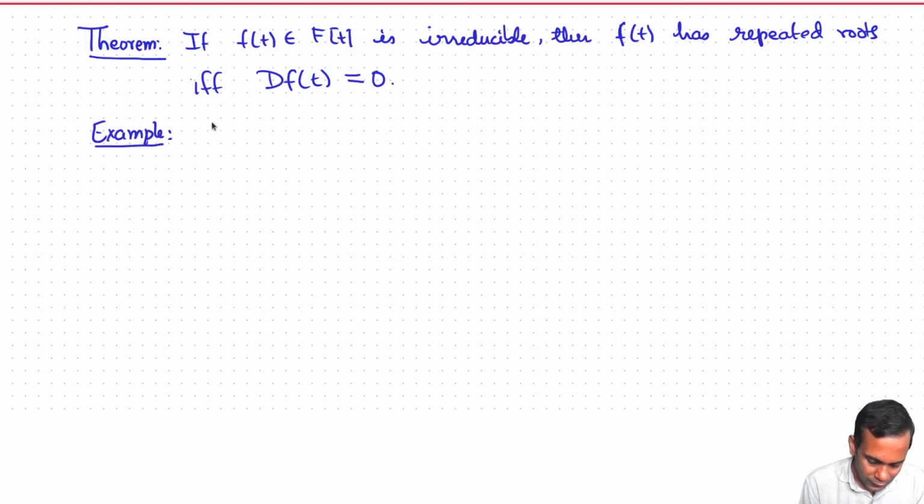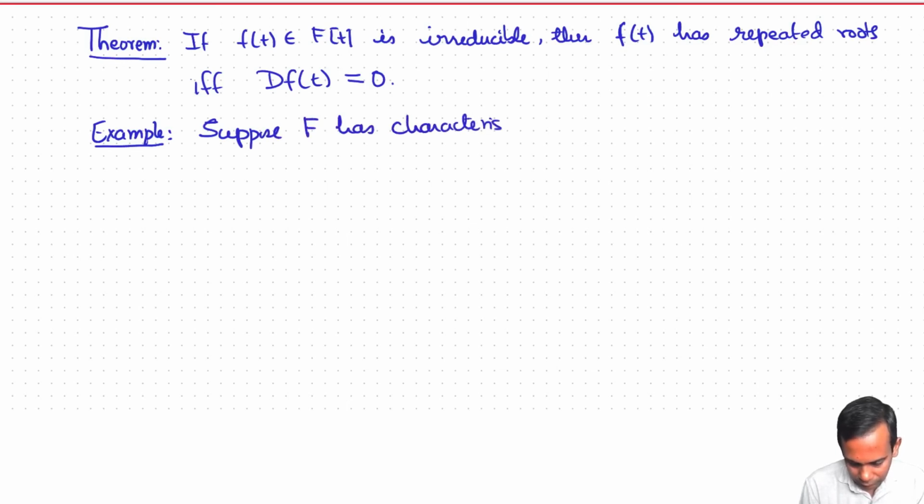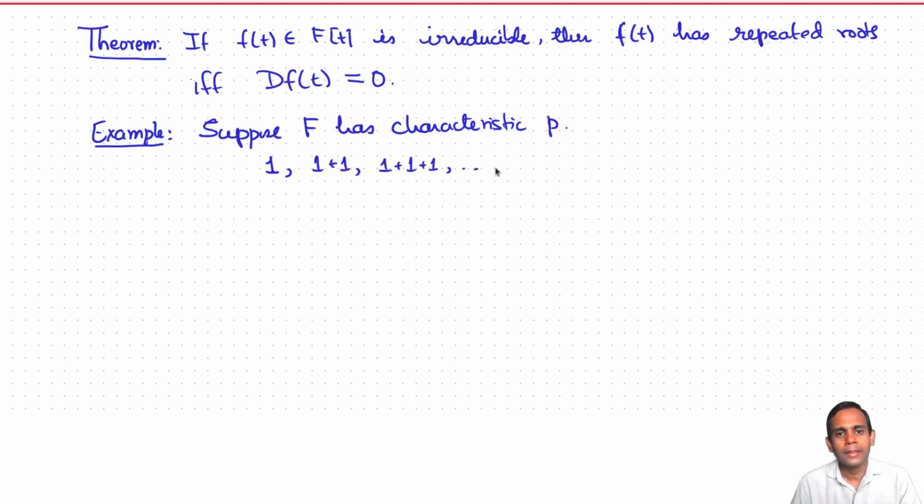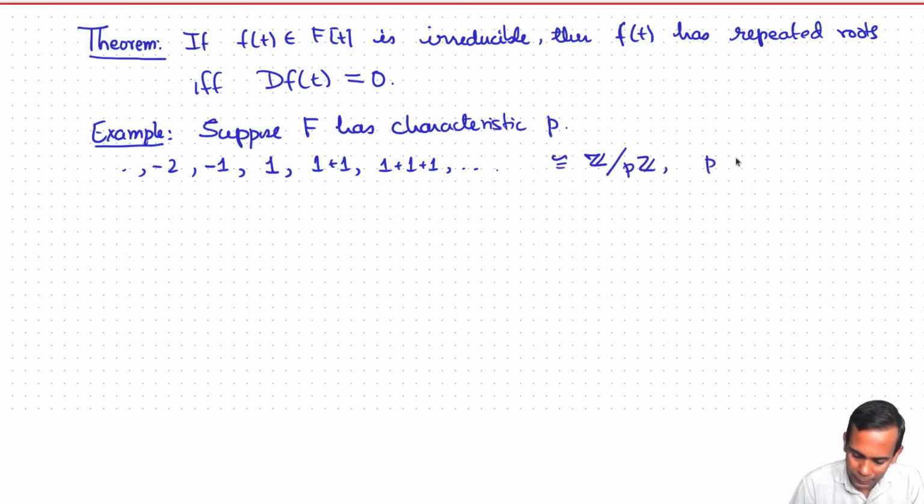So suppose F is a field of characteristic p. This means that in F you start with 1, which definitely is the multiplicative unit of F. You take 1 plus 1, 1 plus 1 plus 1, and so on. So this generates a monoid, and you can also take minus 1, minus 2, and so on. So this could be either isomorphic to Z, or it could be isomorphic, as an abelian group, to Z mod pZ, where p is a prime.